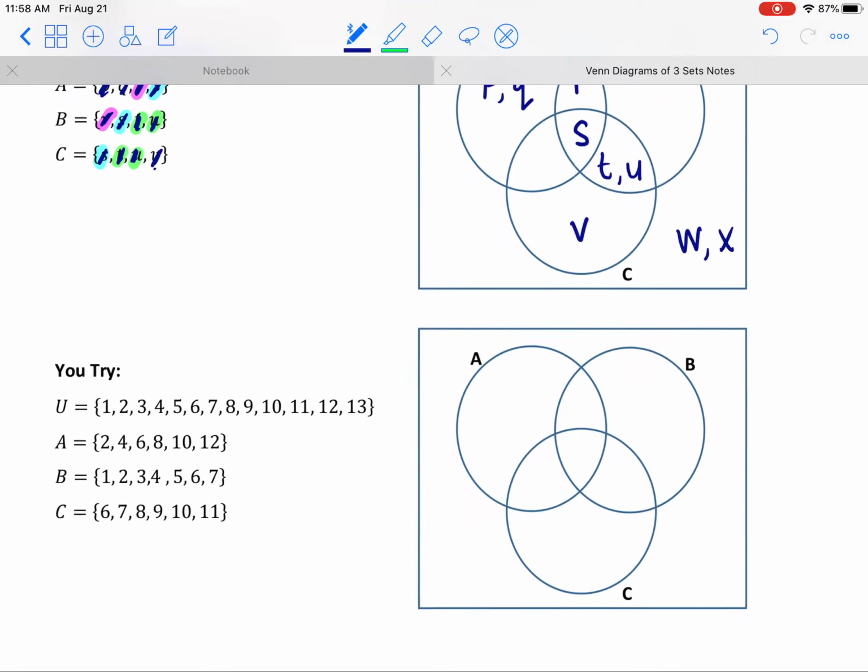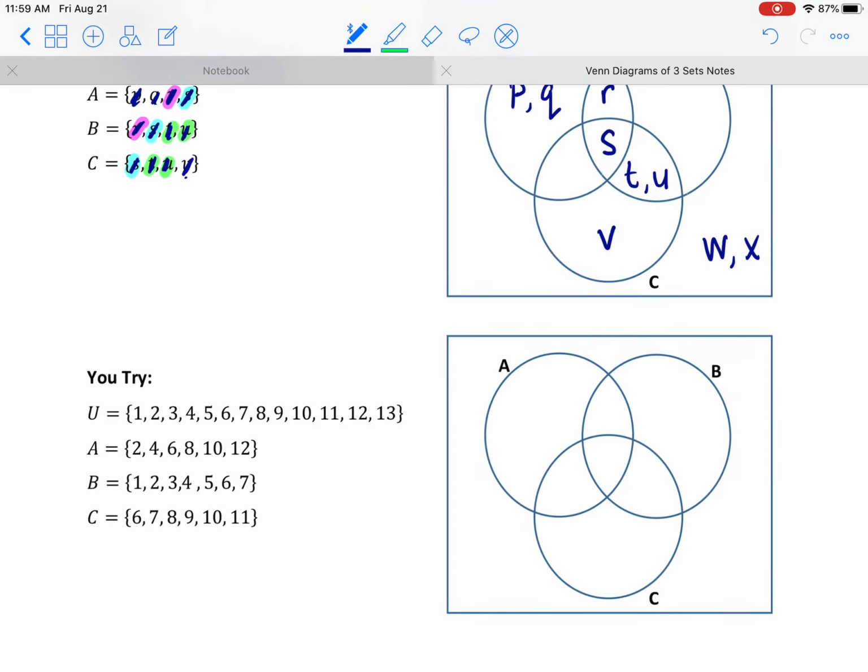Now, as I mentioned yesterday, I like to do these you-tries. If you're feeling confident in the material and you want to give this a shot, then feel free to pause the video and try out the next example. If not, no worries. Let's get this thing done here.